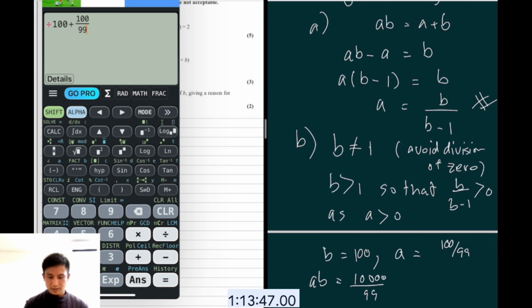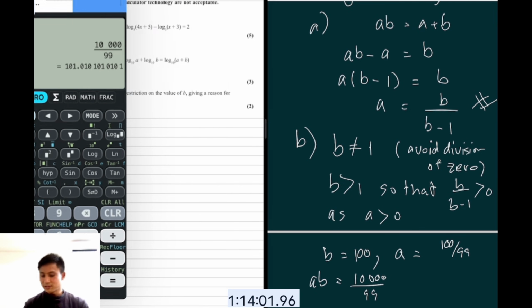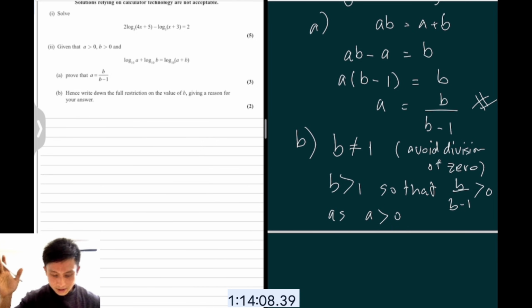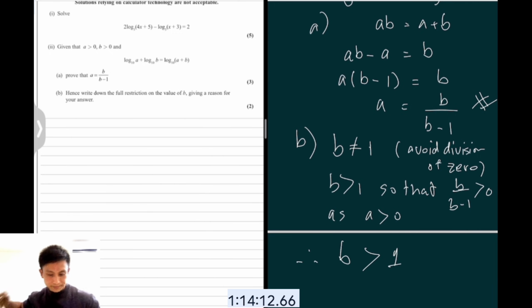Hang on. Oh, it's the same thing. Of course. So that's fine, right? That should be, because the algebra says so. I'm just checking, a sanity check really. So that means b can be anything greater than 0. Greater than 1, sorry.